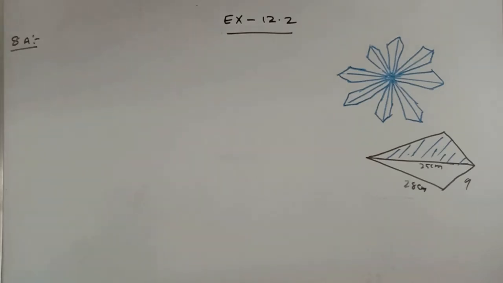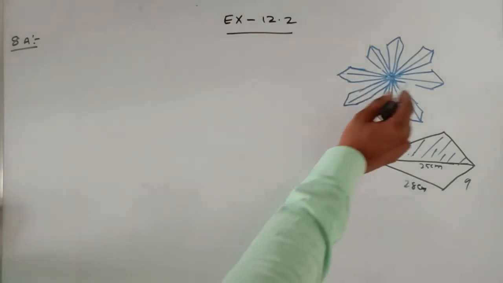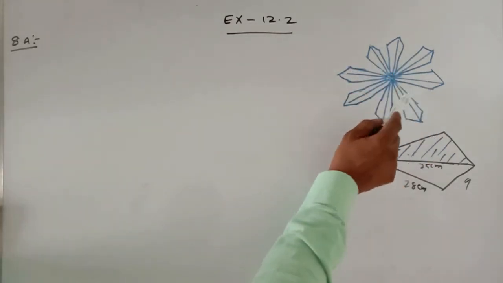Children, see the 8th question. A floral design on a floor is made up of 16 tiles which are in triangular shape. The sides of the triangle being 9 centimeters, 28 centimeters and 35 centimeters. See the figure here. This is the floral design and I am splitting this figure like this.